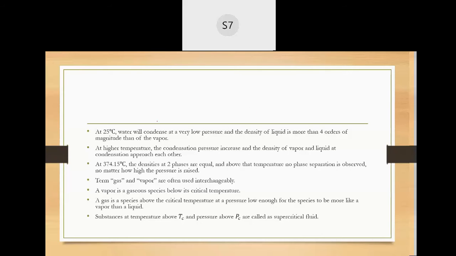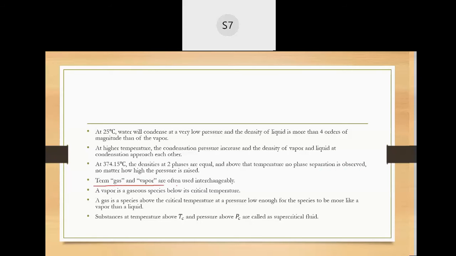At 25 degrees C, water will condense at a very low pressure and the density of the liquid is more than 4 orders of magnitude higher than that of the vapor. At higher temperature, the condensation pressure increases and the densities of vapor and liquid at condensation approach each other. At 374.15 degrees C, the densities of the two phases are equal, and above that temperature no phase separation is observed, no matter how high the pressure is raised.